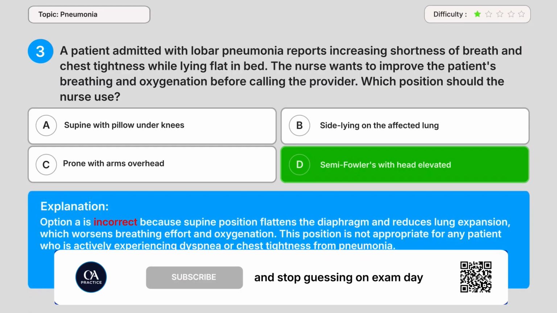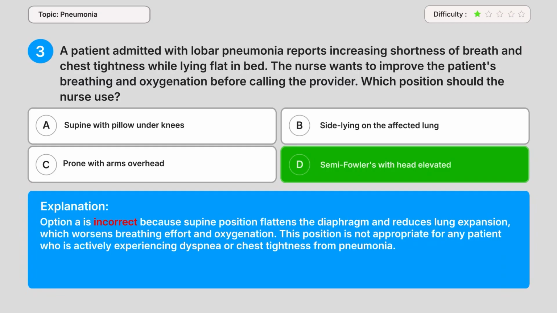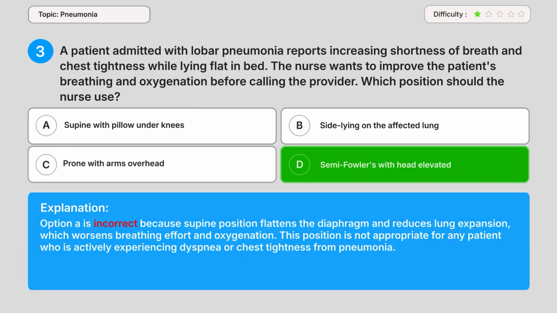Option A is incorrect because supine position flattens the diaphragm and reduces lung expansion, which worsens breathing effort and oxygenation. This position is not appropriate for any patient who is actively experiencing dyspnea or chest tightness from pneumonia.